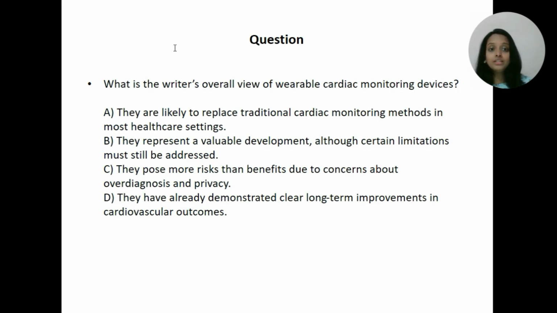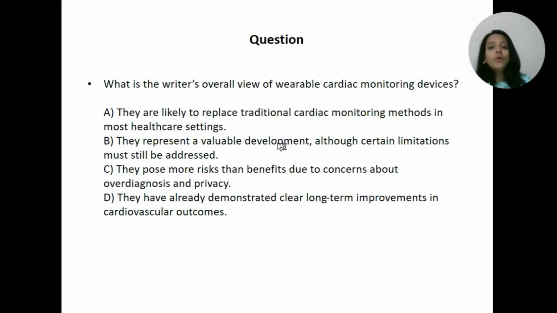This is where most candidates panic. Step 3, compare emotional weight. Now, if you take option C, they pose more risk than benefits. Did the writer say that? The writer mentioned concerns, yes, but did they say risk outweighs the benefits? No. They acknowledged expansion of the access. They acknowledged improved engagement. They used terms like undeniably expand. That word undeniably carries positive weight. So C is too negative, which leaves option B.